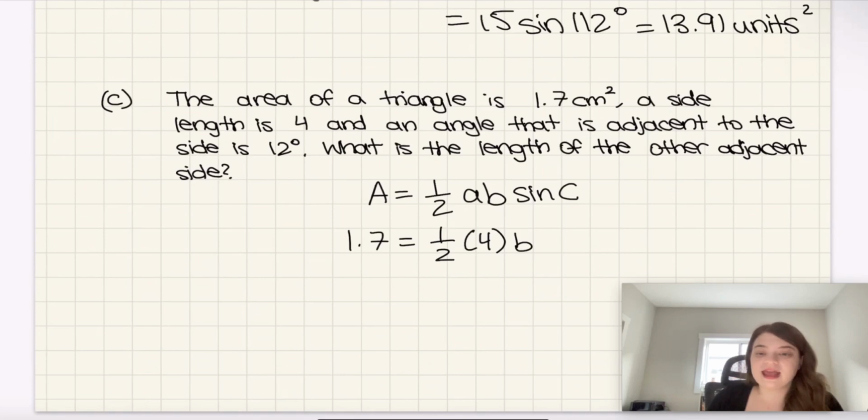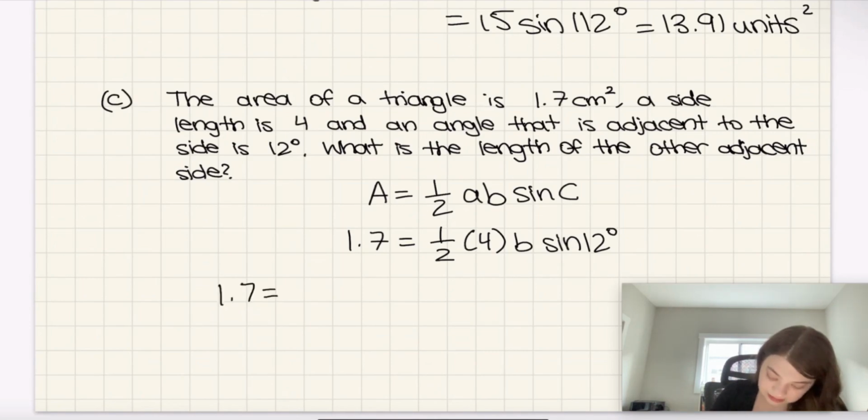Then it says that an angle adjacent to the side length of 4 is 12. So therefore, C is 12 degrees. What is the length of the other adjacent side? The other adjacent side to that 12 degrees would be B, and that's what we're trying to solve for. So now we just have to solve this. We get that 1.7 is equal to 2b sine 12 degrees.